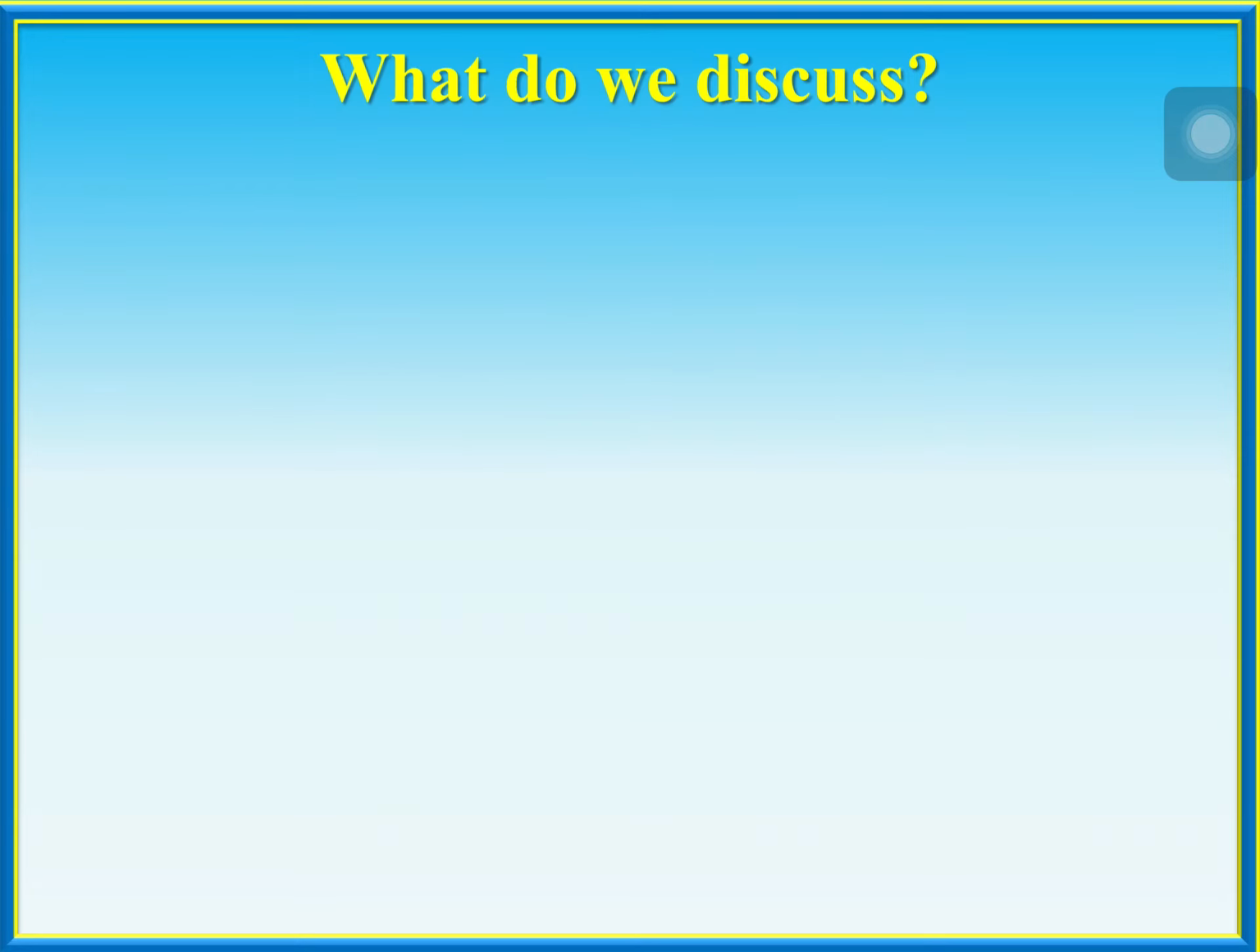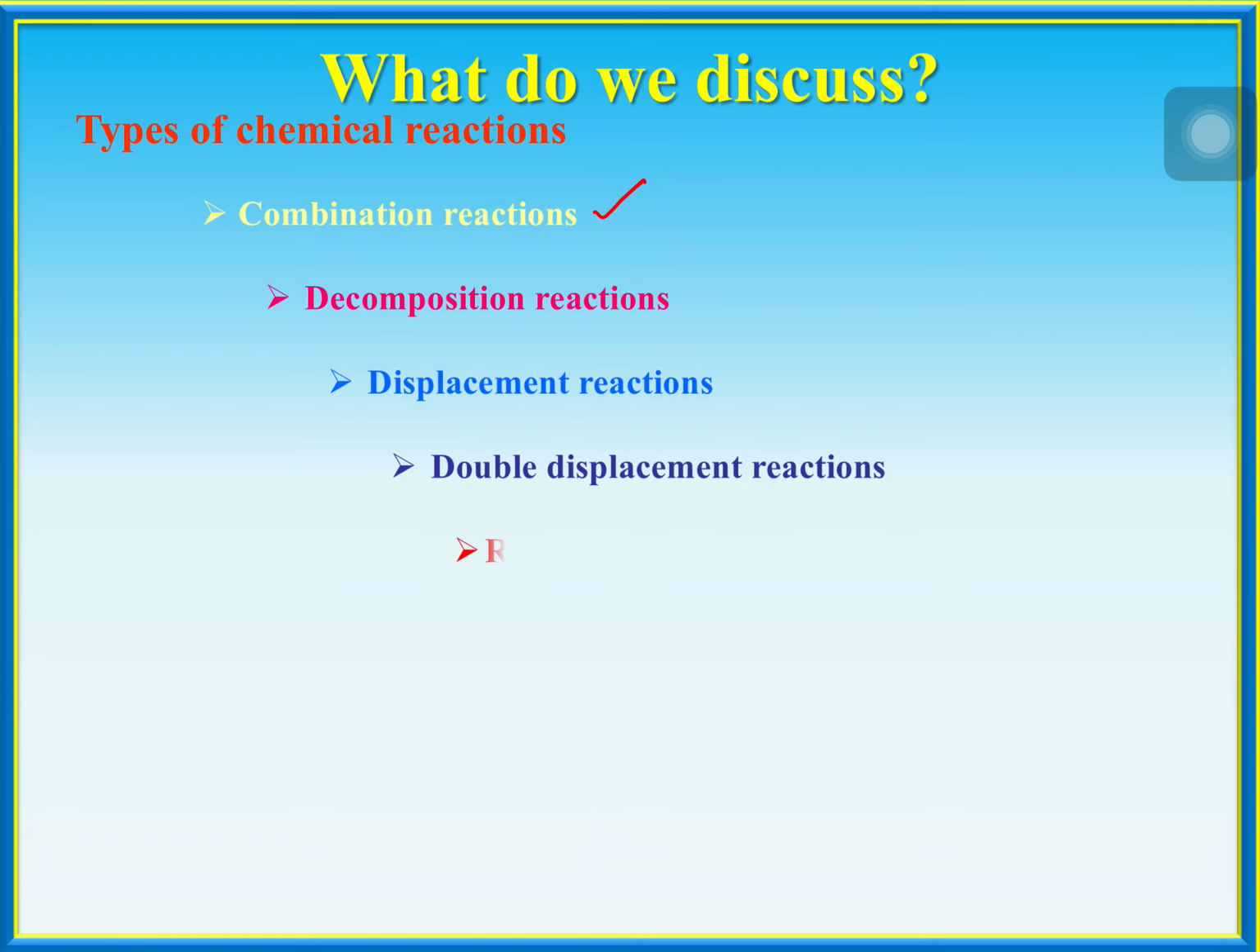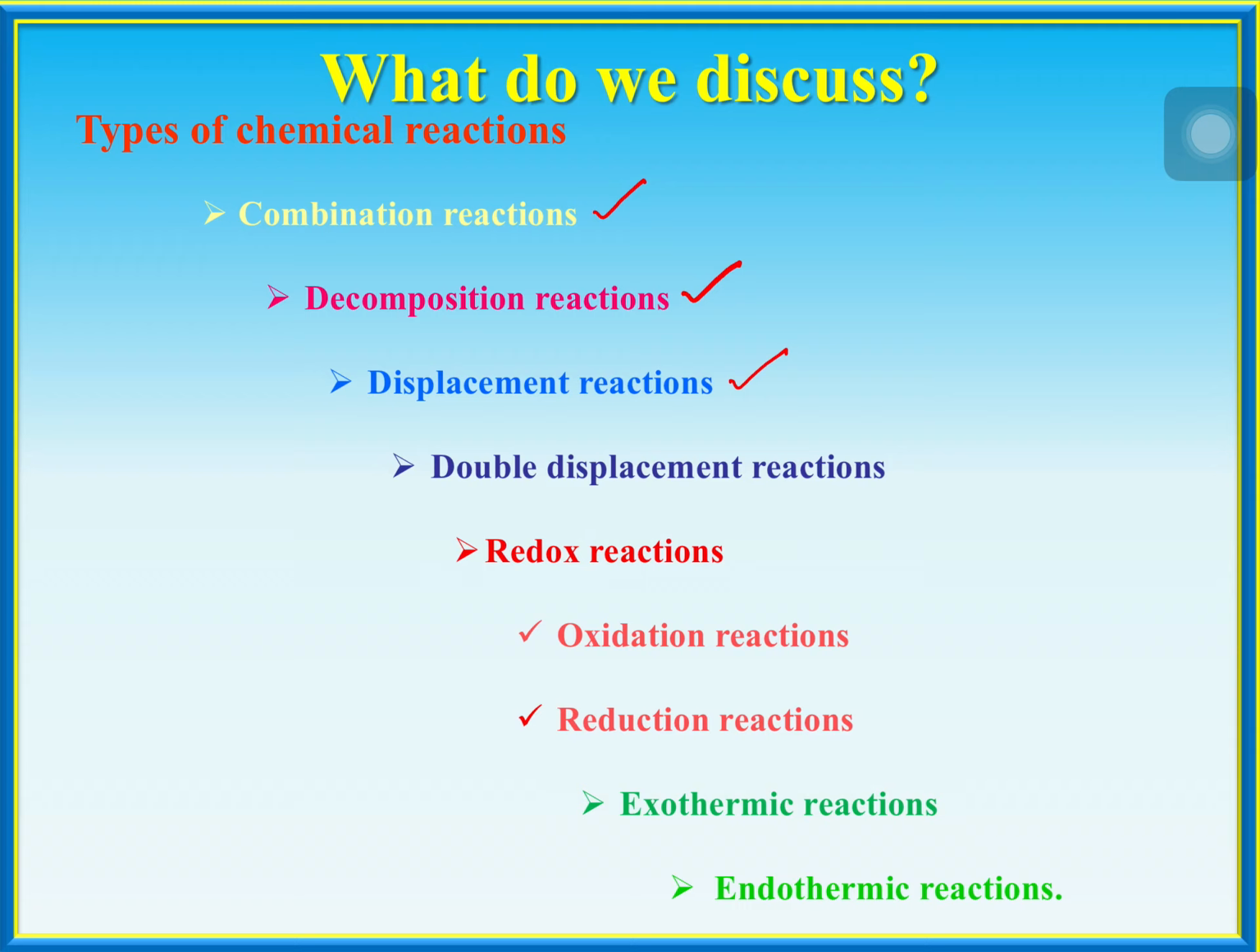In types of chemical reactions, if you look at, there are combination reactions, decomposition reactions, displacement reactions, double displacement reactions, redox reactions. In redox reactions, there are 2 types of reactions: oxidation reactions and reduction reactions. Then exothermic reactions and endothermic reactions. So we are going to discuss one by one in a clean manner.